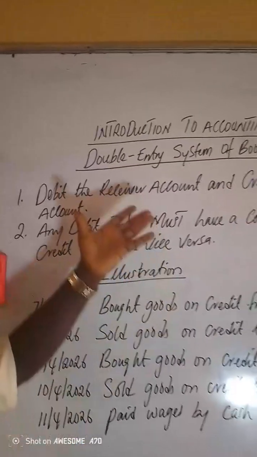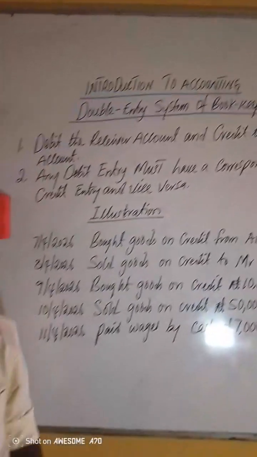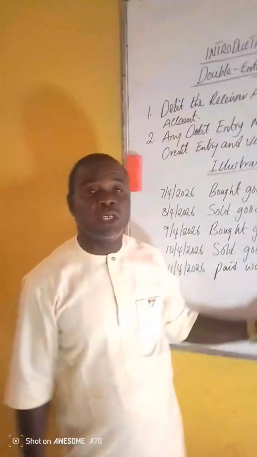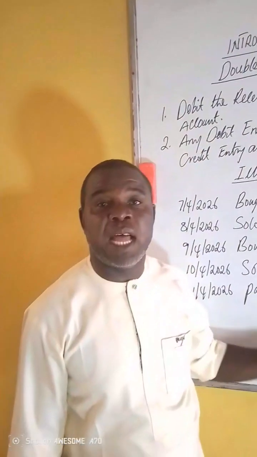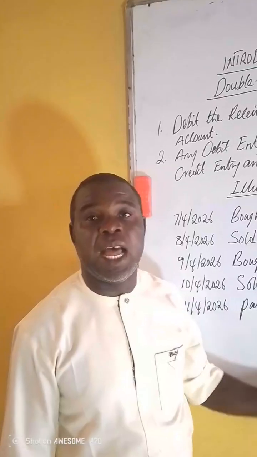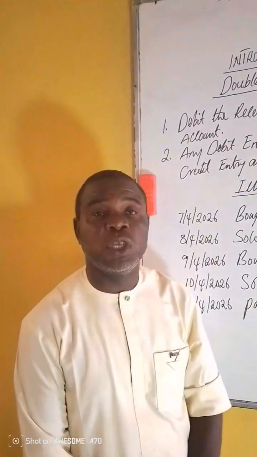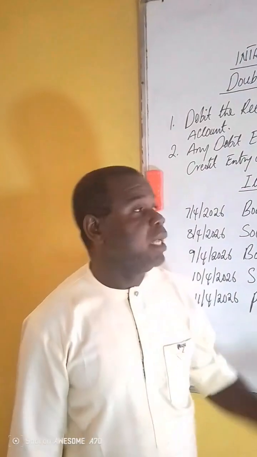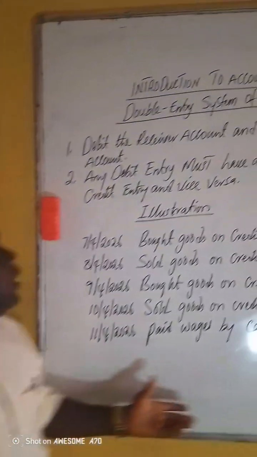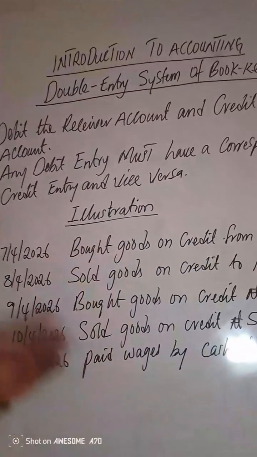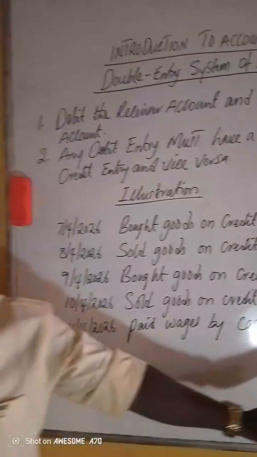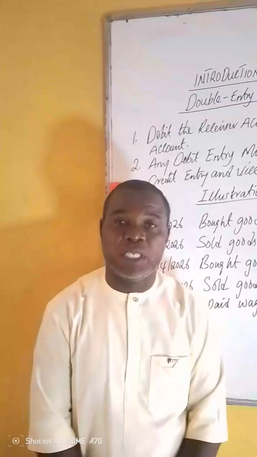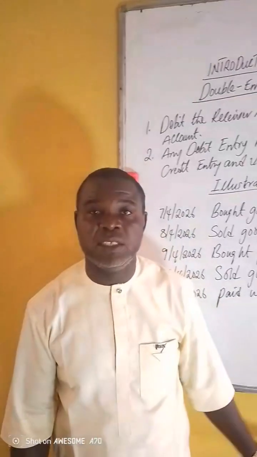We have been learning the double entry system of bookkeeping. Today I'm going to give more illustrations to clarify how the transactions of a business are posted in the ledger account via the principles of double entry. Now let's look at the entries we have today. As you can see, on the 7th to 11th, these are different entries that learners are always challenged on how they are posted in the ledger. I'm going to address it today.